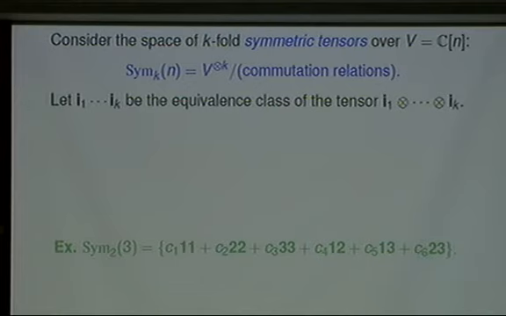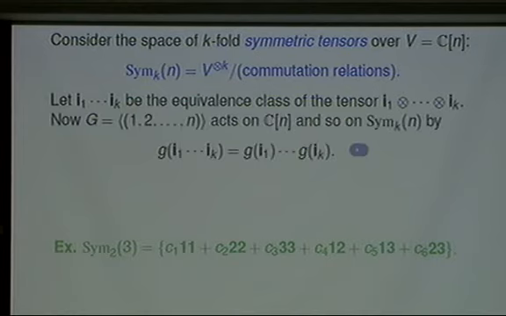They're very simple objects. What's the group action going to be? Well, if I've got a tensor, or an equivalence class i1 through ik, as usual, I just let it act component-wise. I let G act on the first one, G act on the second one, G act on the next one. Have we seen an action like this before?